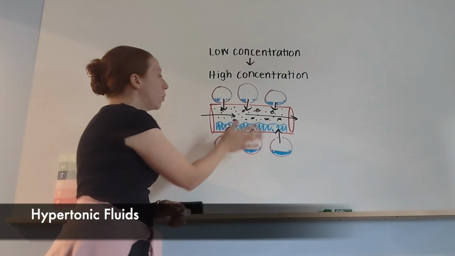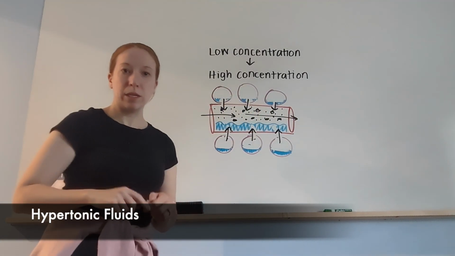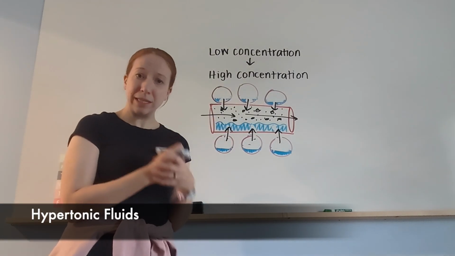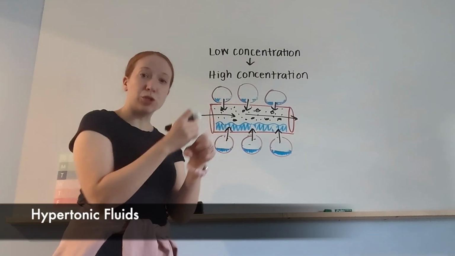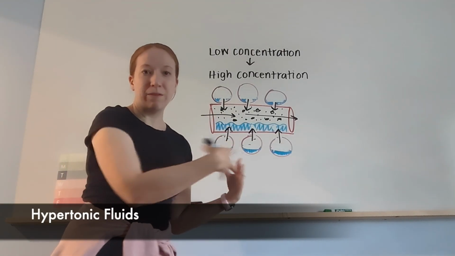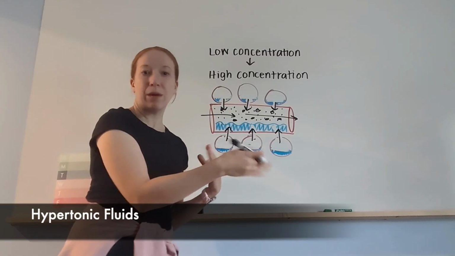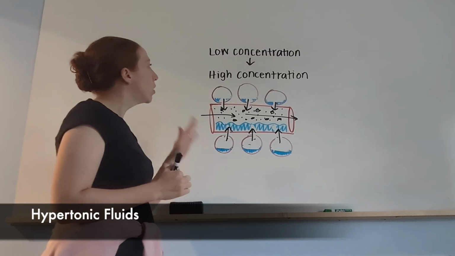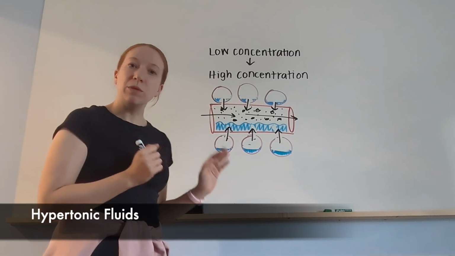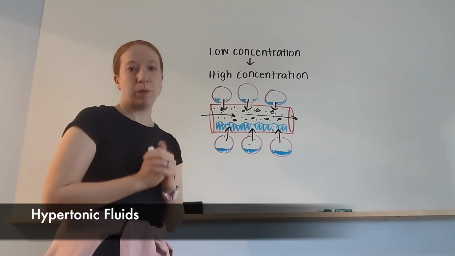Okay, so as you can see, the water is leaving the cells and going into the bloodstream. And when that happens, our cells will actually decrease in size. Our cells will shrink because that water is moving out of it and into the vessel to try to dilute that fluid that we just gave. So hypertonic, higher concentration, and water moves from the cell into the blood vessel.